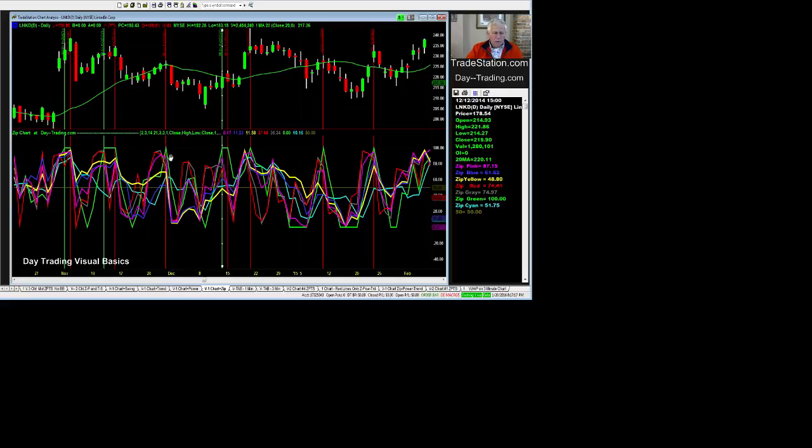On this red one over here, we have zip green at 100. This is actually a 2-day red-green peak and a 1-day red-green peak. 1 day back from the green peak is a red peak, and 2 days back from the green peak is the red peak.